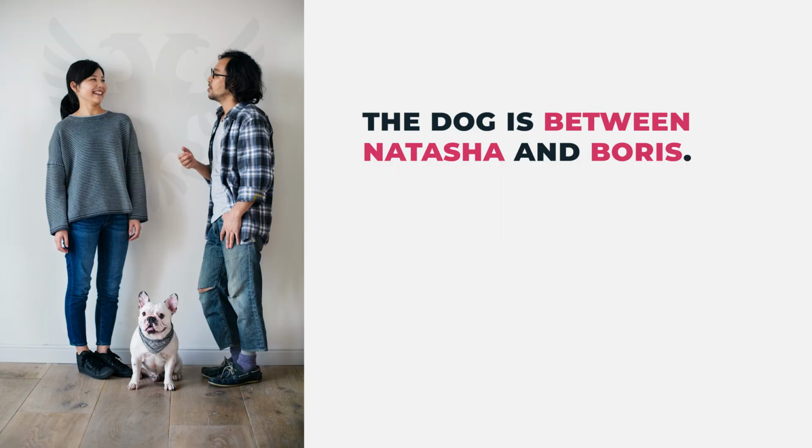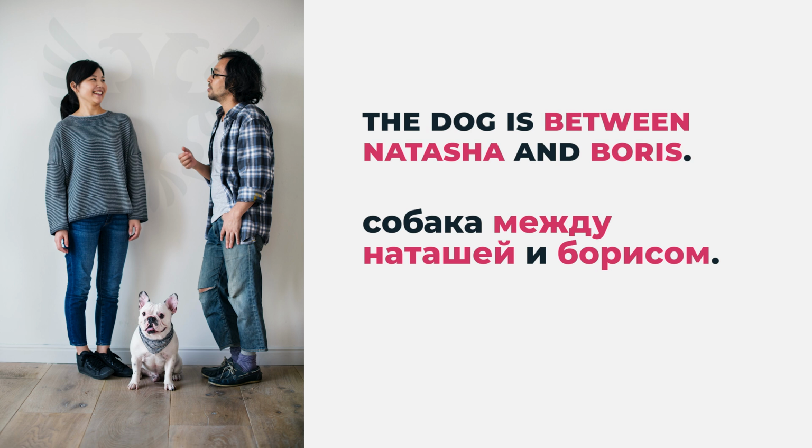You could also say that the dog is between Natasha and Boris. And so if you're going to do that, you would want to put Natasha and Boris in the instrumental case because that's what the dog is between. So that sentence would look like Собака между Наташей и Борисом.